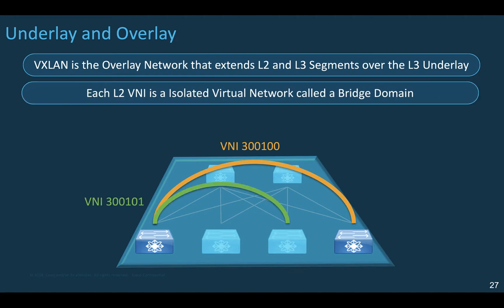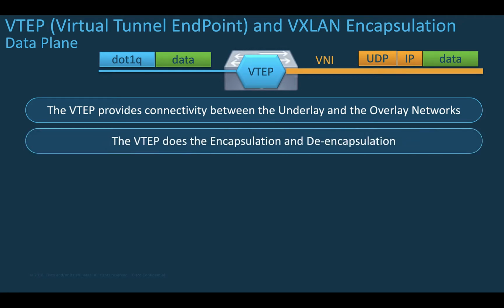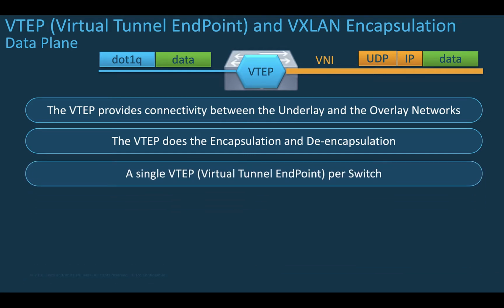Each VNI is an isolated virtual network. Usually it is called a bridge domain, right, BD. Each switch that participates in the VXLAN has a special interface called the VTEP, the virtual tunnel endpoint, which terminates or initiates your tunnels, your overlay. The VTEP provides the connectivity between the underlay and the overlay network. The VTEP is the device that does the encapsulation and de-encapsulation. There is one unique VTEP device per switch, which is associated with its network virtual interfaces.